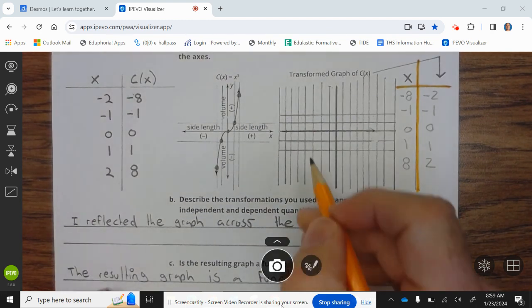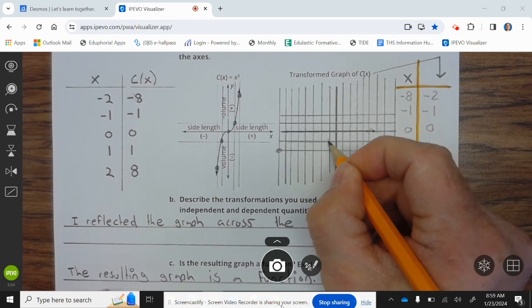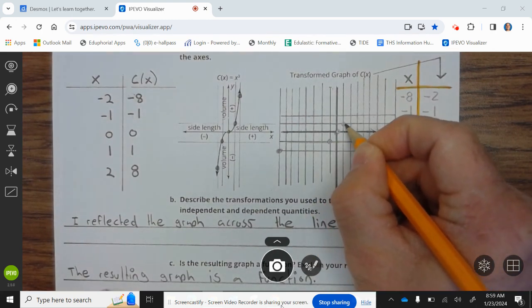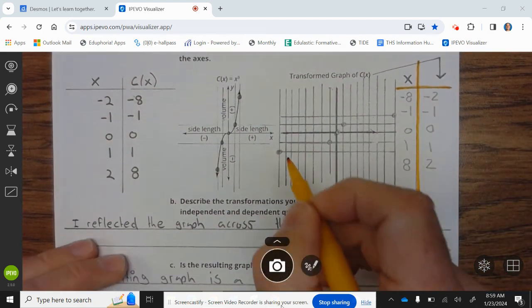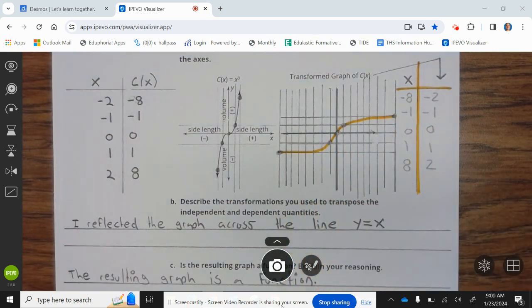Okay, so -8, -2, -1, -1, 0, 0, 1, 1, 8, 2. All right, go ahead and finish up the graph.